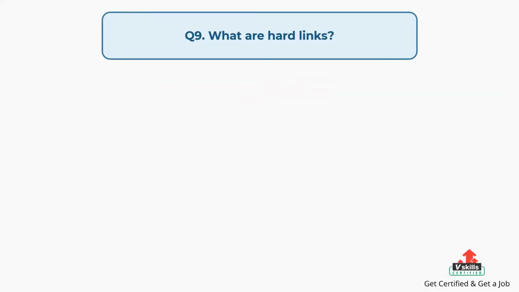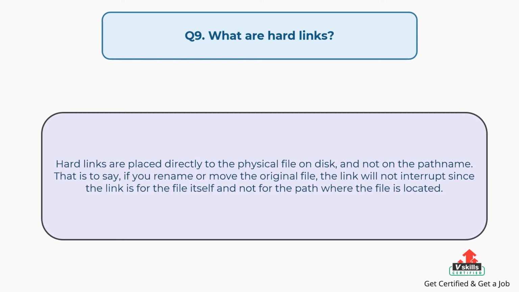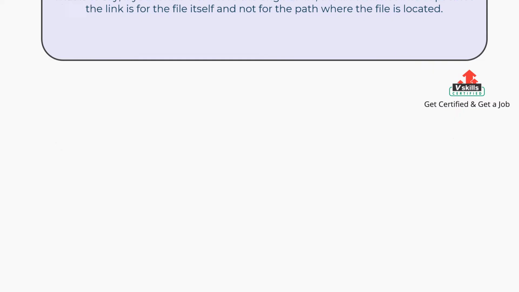Question number 9. What are hard links? The answer is hard links are placed directly to the physical file on disk, and not on the path name. That is to say, if you rename or move the original file, the link will not interrupt since the link is for the file itself and not for the path where the file is located.